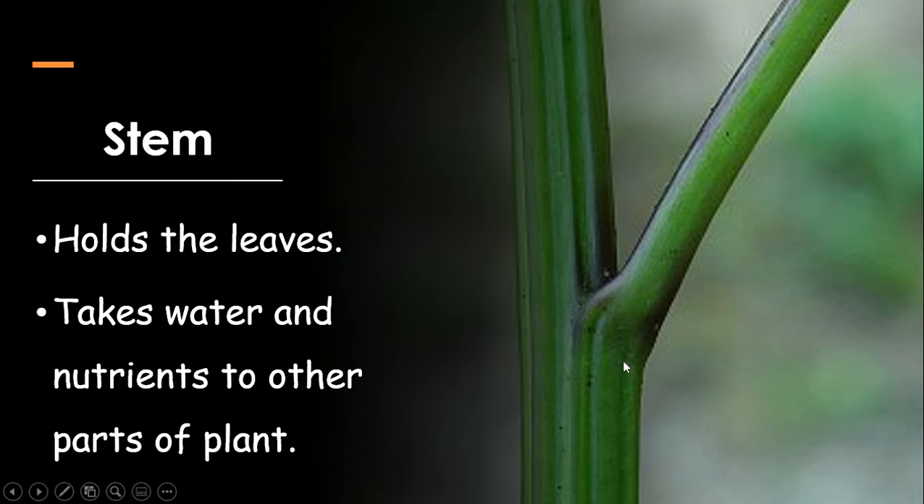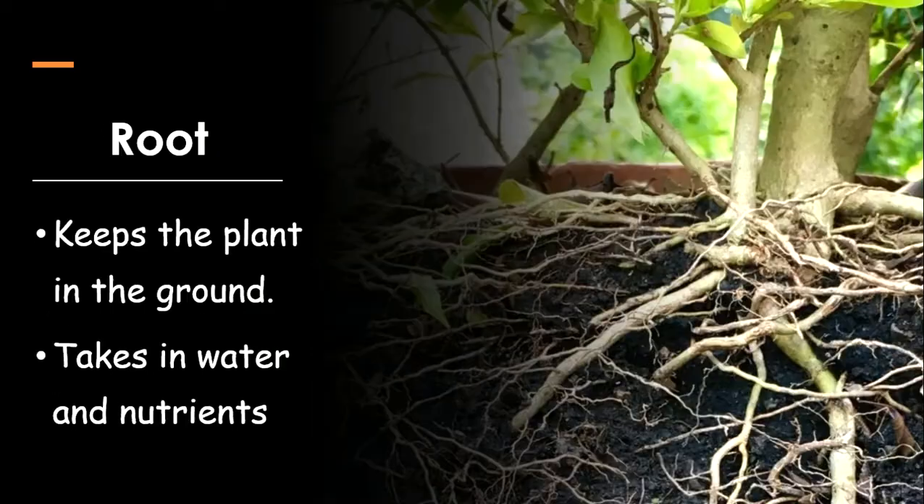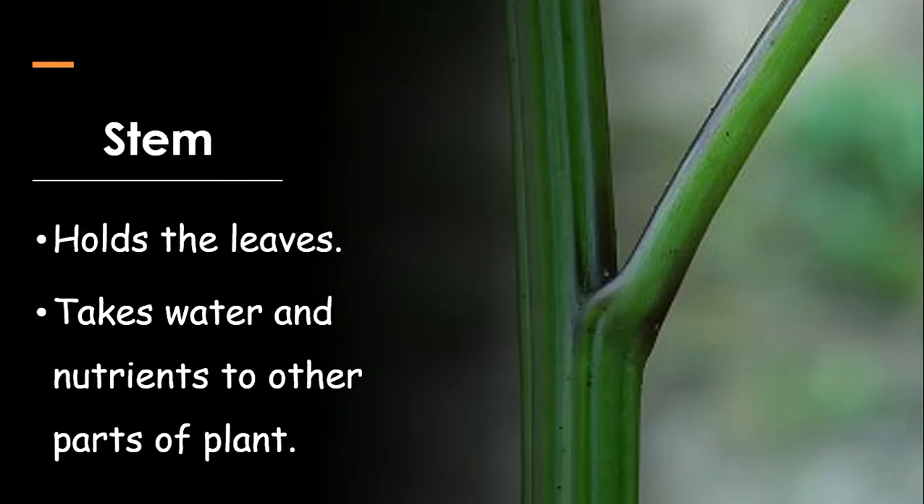Also, the stem's job is to hold the leaves. So imagine that your feet are your roots, and then you have your legs coming up as your stem, and then you have your arms as a part of your stem too, and then your hands are like your leaves. So the stem helps to hold the leaves. Okay? So that's the second part of the plant. So far we have looked at root and we have looked at stem.